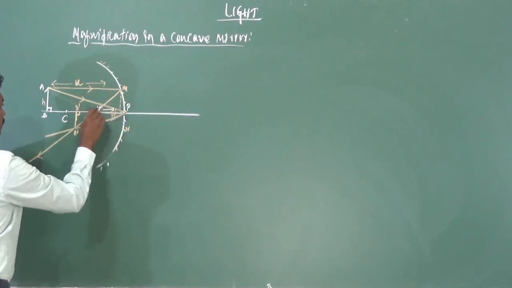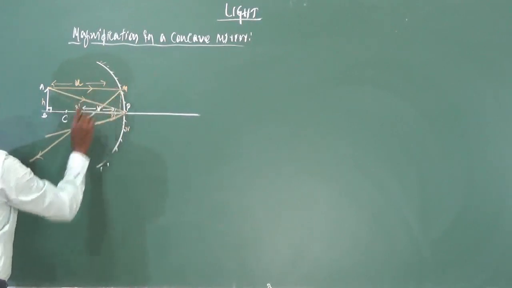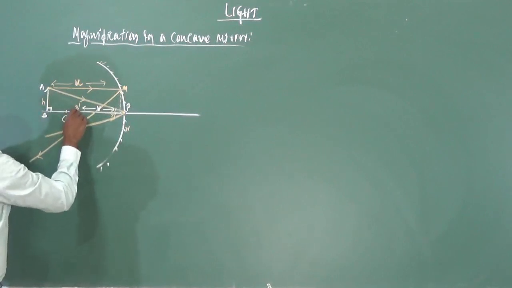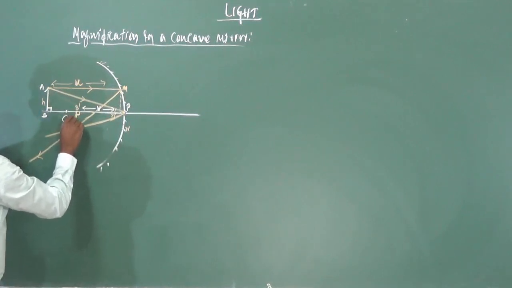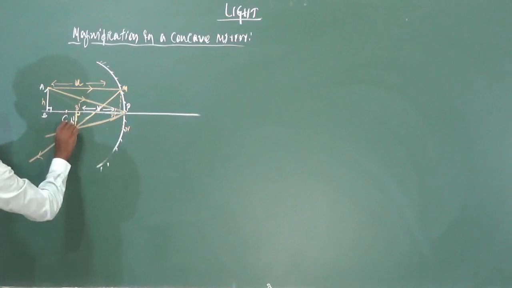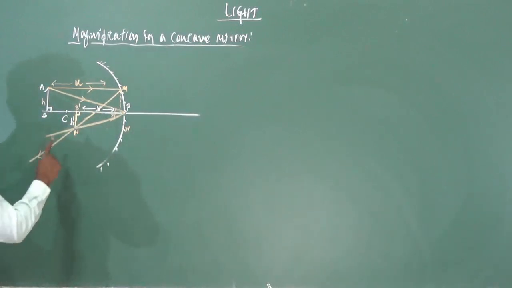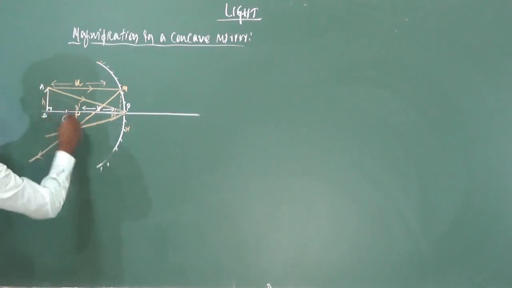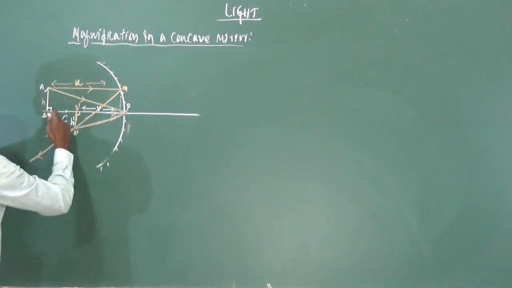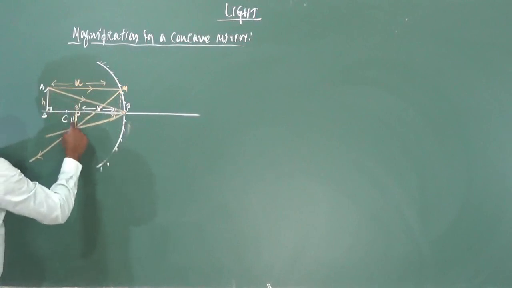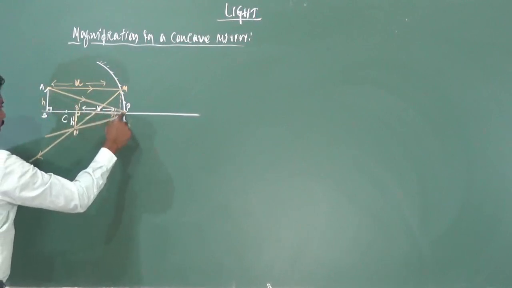This is the distance, and usually this is U, this is H, and this will be H dash. Alright, now it's very clear. Now we will select two triangles. One is triangle ABP, another is triangle A dash B dash P.